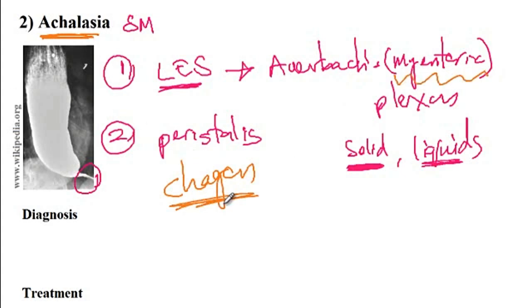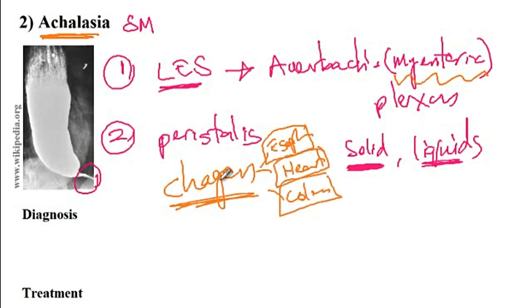Other features of Chagas disease include cardiomegaly as well as toxic megacolon. The way I memorize features of Chagas disease is that it causes megaesophagus, megaheart, as well as megacolon. So achalasia, cardiomegaly, and toxic megacolon are all caused by Chagas disease, which is caused by Trypanosoma cruzi infection. Now, achalasia itself, as I just discussed earlier, can also lead to the development of squamous cell carcinoma of the esophagus.